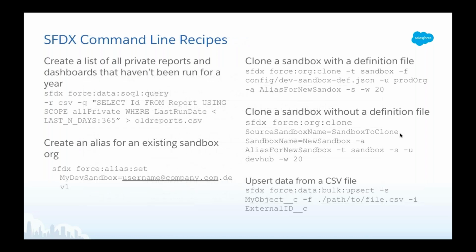So let's look at some recipes. The first one we have here is we want to create a list of all of the private reports and dashboards that we haven't run in a year. And I think I'm going to leave that to Peter. I believe that we're going to look at that soon. If you have an existing sandbox and you want to create an alias with it so that you can use it more easily, then that's the command that you would use.